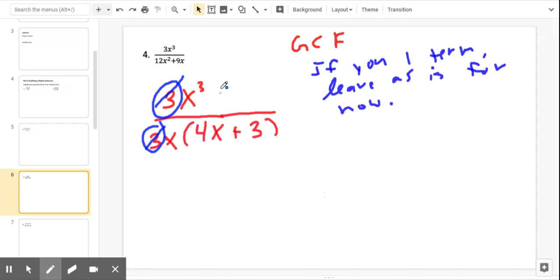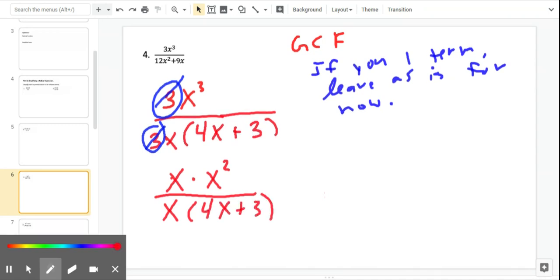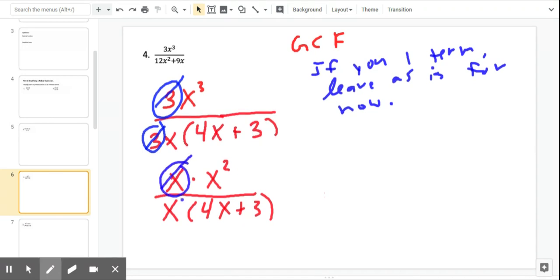But now we have an x cubed over x. So we can definitely cancel out one of those x's, but here's why. We've already canceled out 3. x cubed is the same thing as x times x squared, right? So then we have x times 4x plus 3. Now once you write it like this, it's very clear that you can cancel out one of these x's, like this.